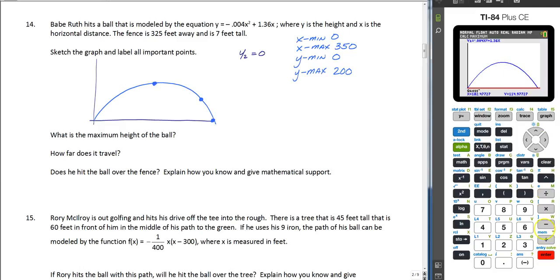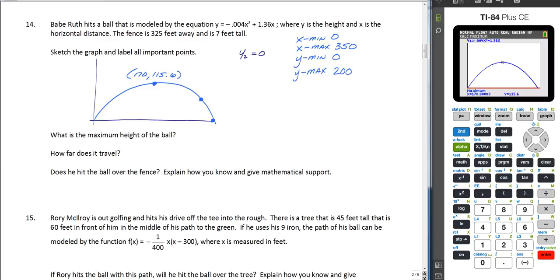Click enter again. And then you want to go to guess. Click enter one more time. And it looks like it gives us 170, 115.6. So that would be our point, 170, 115.6. Now, what does that mean?